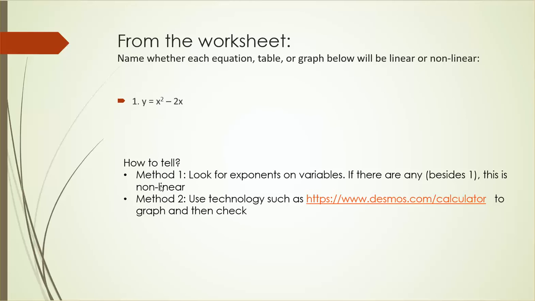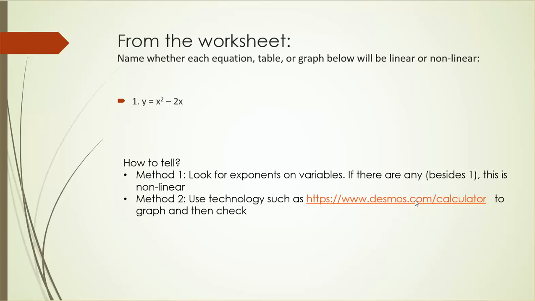So there's two ways to tell. Method 1, look for exponents on the variables. If there are any besides 1, then this is nonlinear. Well, we have an exponent on the variable. So right there, we have enough information to know what this is. But maybe you want to check or just do method 2. Then we can use technology such as Desmos.